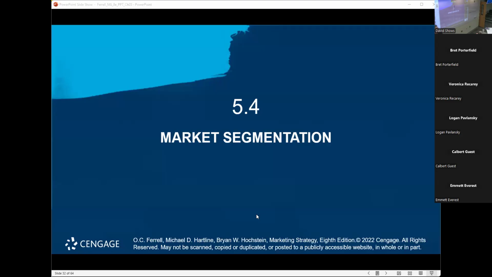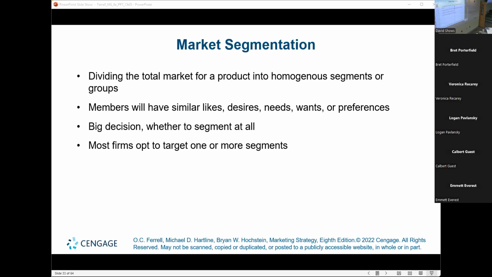So, market segmentation. Market segment means we divide the groups into homogeneous segments and groups. These groups have similar likes, desires, needs, wants, or preferences. They group themselves in multiple ways. We'll talk about it with demographics, geographics, and psychographics. And a big decision is whether to segment at all, whether we need to segment anything, whether our group is considered equally across all market segments. That is a question we have to ask ourselves.